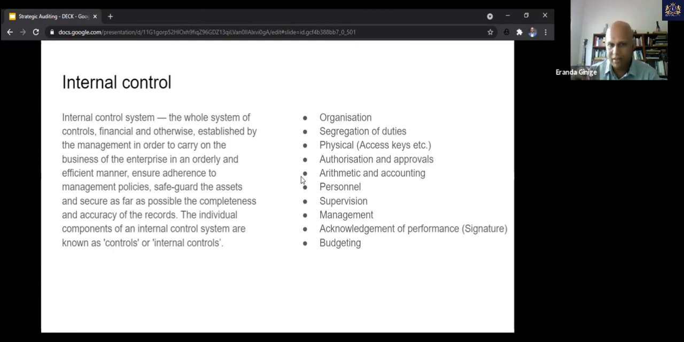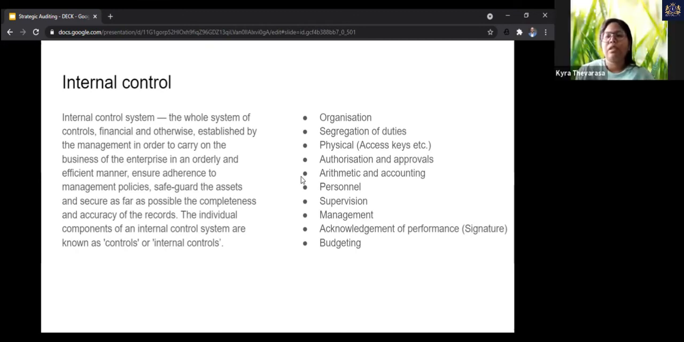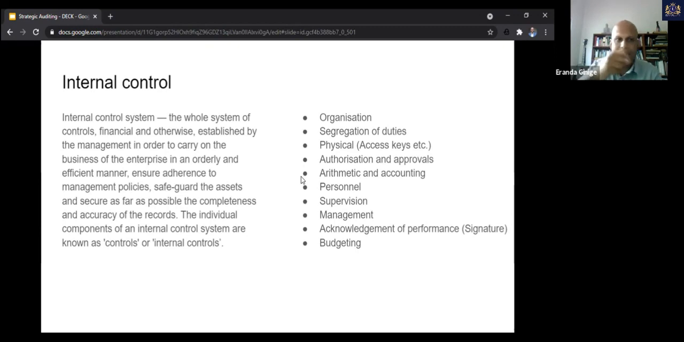the supervision aspect, the management aspect, acknowledgement of performance, like signatures. So at every step of the way, somebody will have to put a signature. The sales rep will have to put a signature, the contract person will have to put a signature, then the cashier will have to put a signature, and then the sales order goes to the dispatch unit, and there the warehouse person will have to put a signature, and even in most of the cases, finally the security guard will have to put a signature.